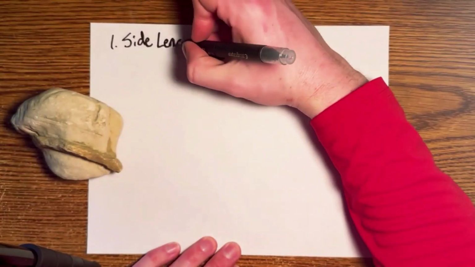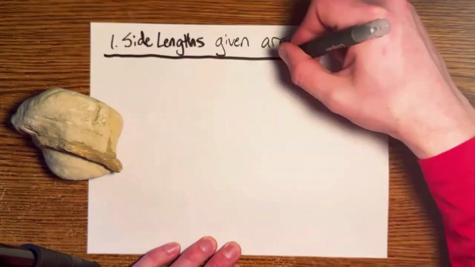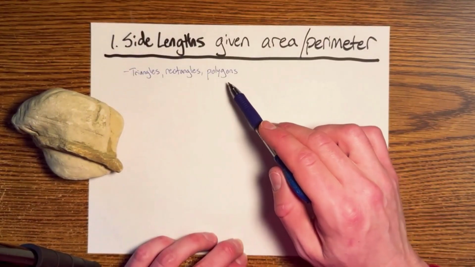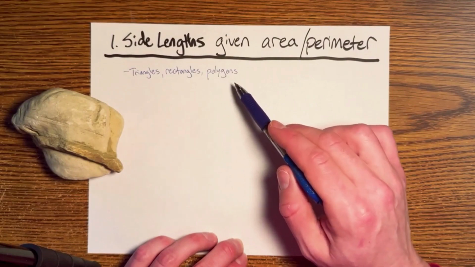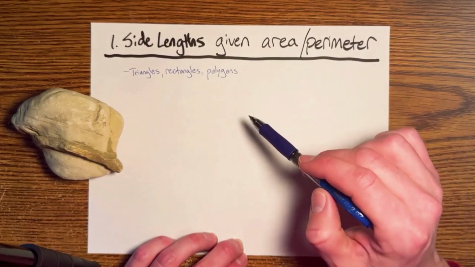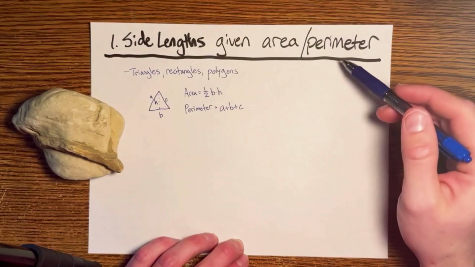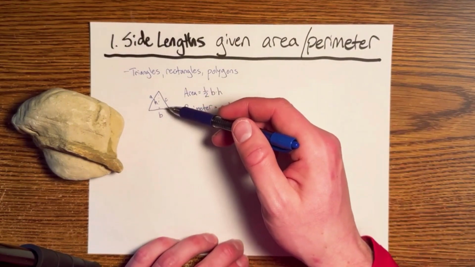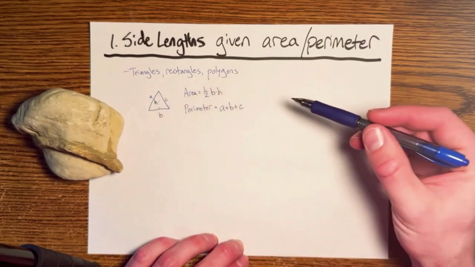Number 1, side lengths of shapes given the area or perimeter. The shapes that they're referring to include triangles, rectangles, and polygons. A polygon is any shape that has straight edges and 3 or more sides. You may recall that perimeter is the length of the outside of a shape, while the area is the squared dimension of the interior of the shape.